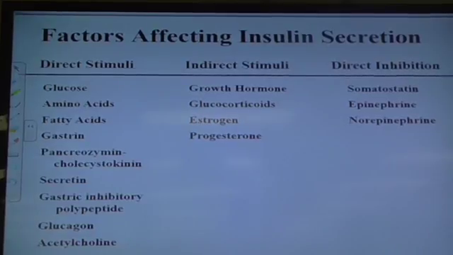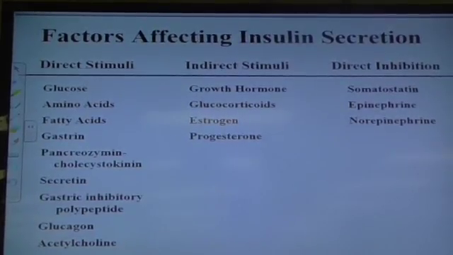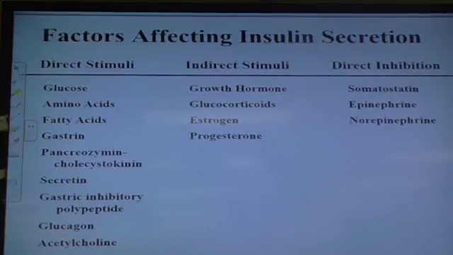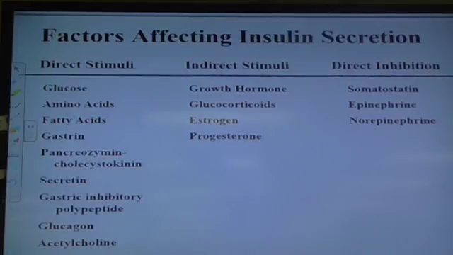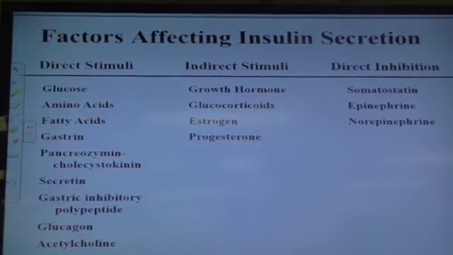Pancreozymin and cholecystokinin basically cause contraction of the bile ducts and of the pancreatic acinar cells. In other words, you're getting everything ready for the absorption of glucose, because does glucose have to be metabolized by anything in the pancreas, or is it readily absorbed? It's readily absorbed. You don't have to break it down. It's not a complex carbohydrate. It's not starch. So it can be absorbed very rapidly.